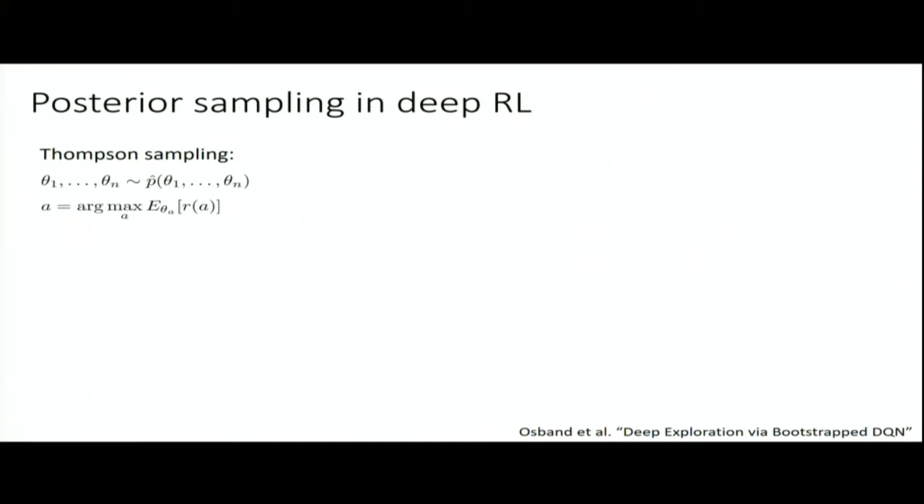So now, can we extend this idea to deep reinforcement learning? Well, there are a few questions we have to answer. What do we sample? Meaning, what are the thetas in the case of deep reinforcement learning? And how do we represent the distribution? How do we actually represent p hat?